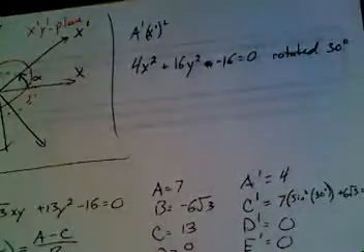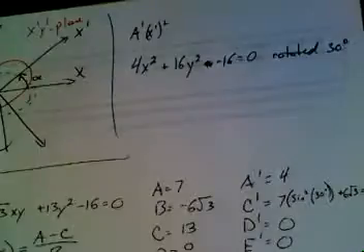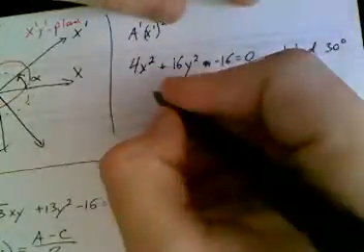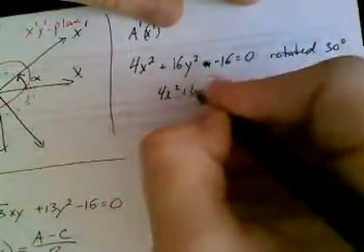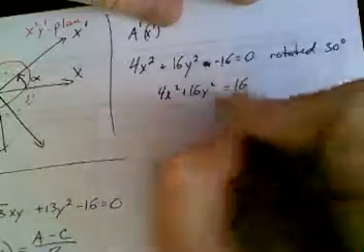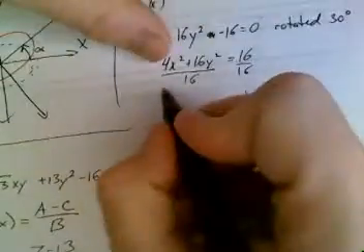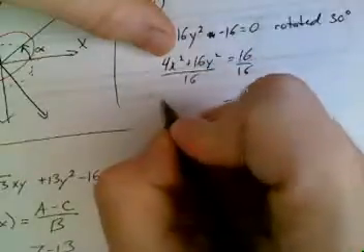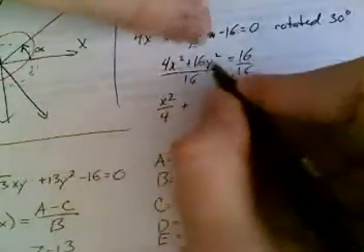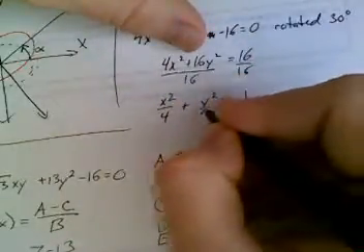Well, this actually isn't that bad. If I get it equal to 1, then I'll have what looks like an ellipse. So let me do that. I'm going to add 16 to both sides. I get 4x squared plus 16y squared is equal to 16. I divide both sides by 16. That gives me 1 is equal to 4 over 16, which is x squared over 4, plus 16 over 16, so y squared over 1.